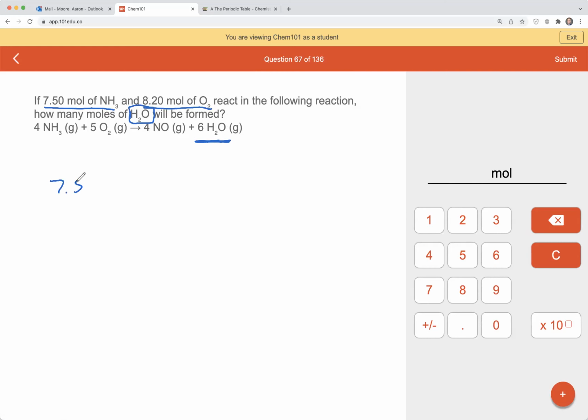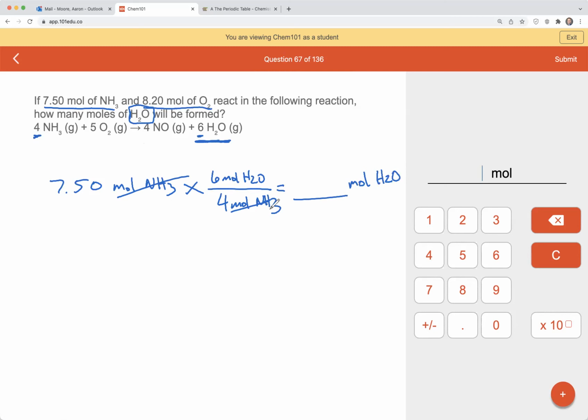So here we go. So 7.50 moles of ammonia. All right. And so from the balanced reaction, I see that there are 4 moles of ammonia used up to produce 6 moles of water. So 6 mole of H2O from 4 mole of NH3 in this reaction. So units of moles of NH3 cancel. And my answer will be with units of moles of H2O.